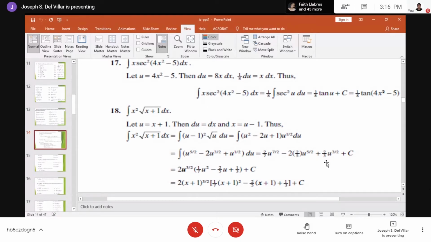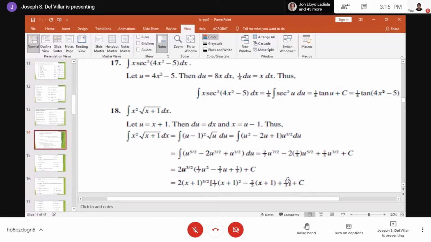Okay, this one is finactor kasi yung common. Okay? So finactor, so naging 2 times u to the 3 halves times 1/7 u squared minus 2/5 u plus 1/3. Okay? Plus c. And then, binalik na yung u. So that is 2 times x plus 1 raised to the 3 halves times the quantity 1/7 times x plus 1 squared minus 2/5 times x plus 1 plus 1/3 plus c. Okay? Or any questions dito?